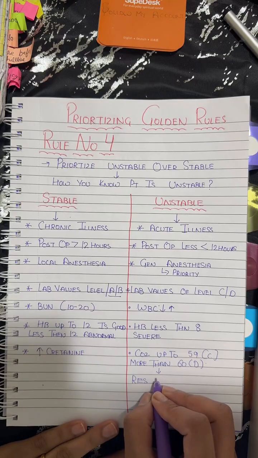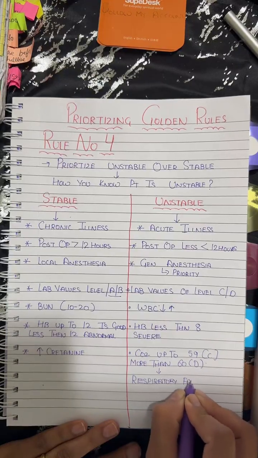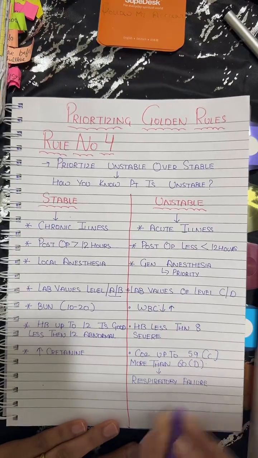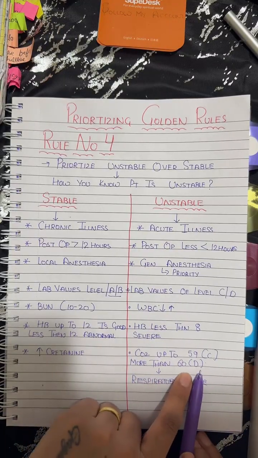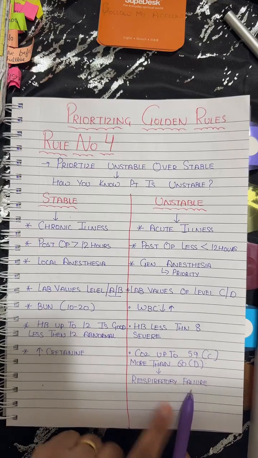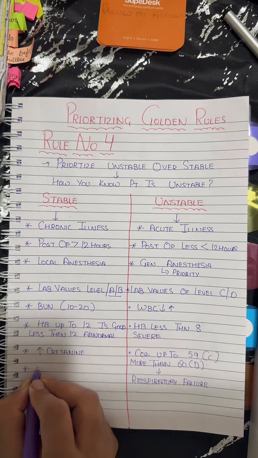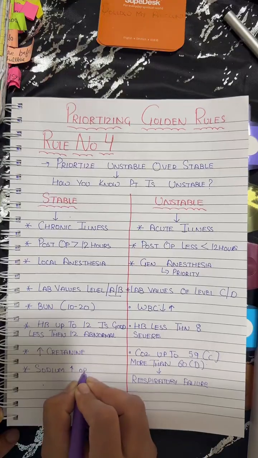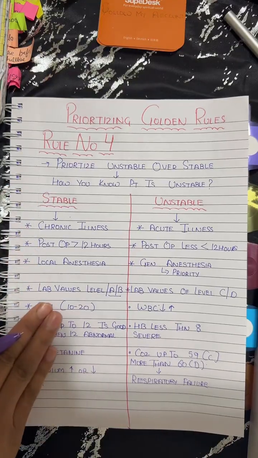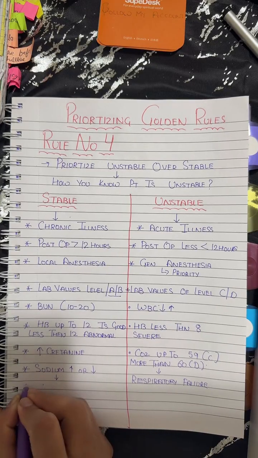If CO2 is in the 60s, then it comes under value D and respiratory failure. Next, sodium. Increased or decreased, the patient is stable without change in consciousness.